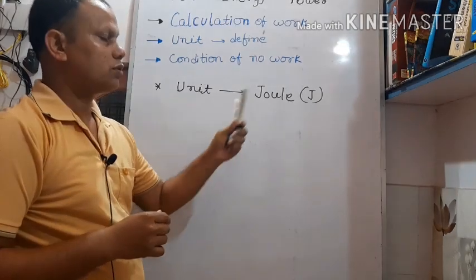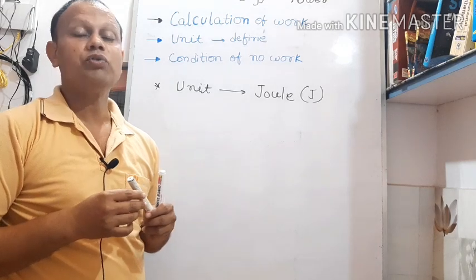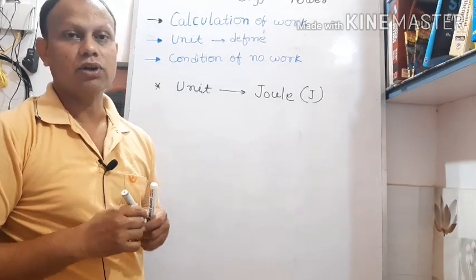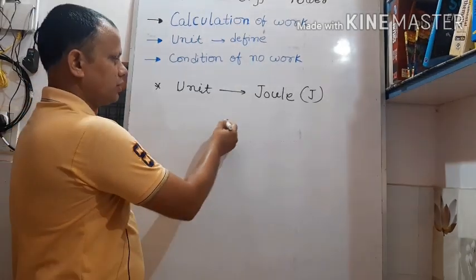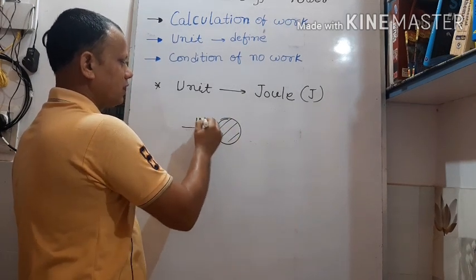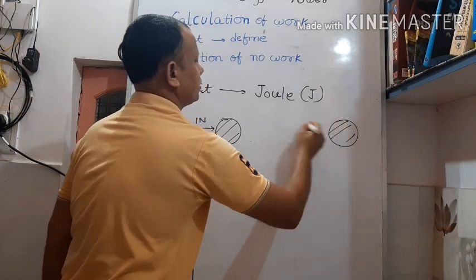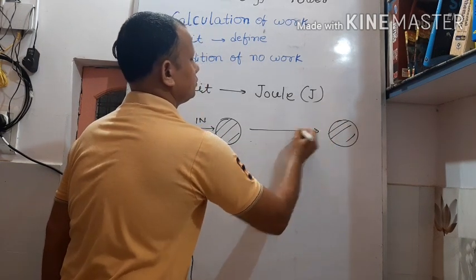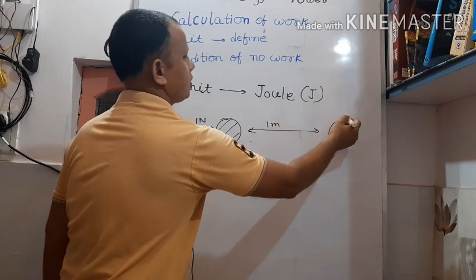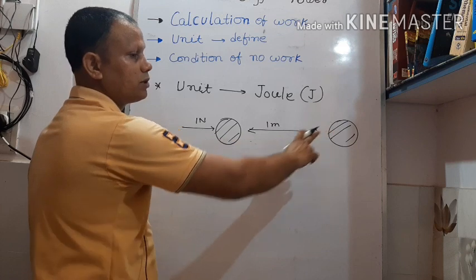Now every unit has to be defined. So how do we define 1 joule? That we are going to understand. Suppose one object is there on which 1 Newton force is acting, and it displaces the object by 1 meter in the direction of force. So 1 Newton is displacing this object by 1 meter.